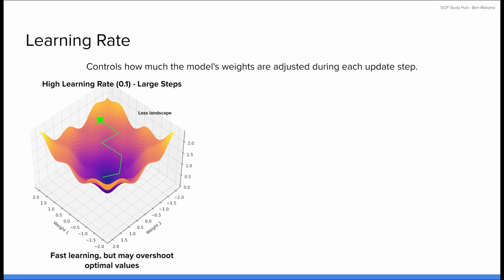On the left, we see an example with a high learning rate of 0.1, which results in large steps down the loss surface. The green path shows the model updating its weights to minimize loss, starting from the same point at the top of the surface. The model moves quickly, but the large jumps can cause it to overshoot or zigzag around the minimum. So this can speed up training, especially at first, but it can also increase the risk of missing the optimal weight values or causing unstable convergence.